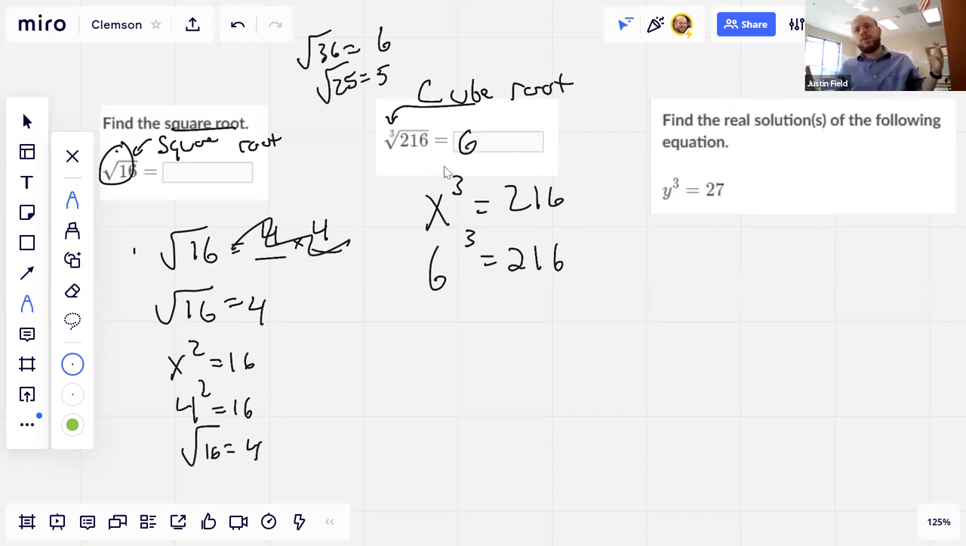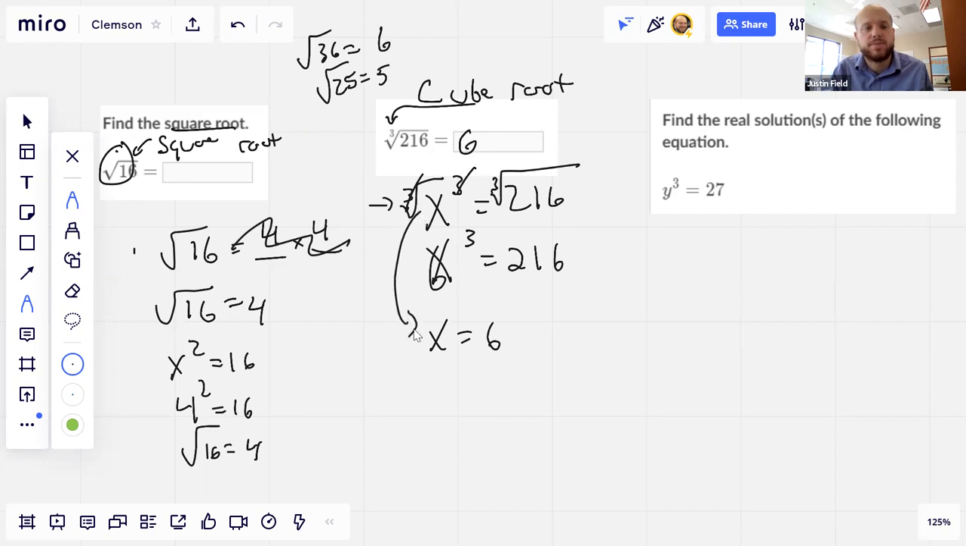Why is this important? Because this is our inverse operation, right? In order to solve for x in this equation, we would cube root both sides. That would cancel out the exponent, and we would get x equals 6.